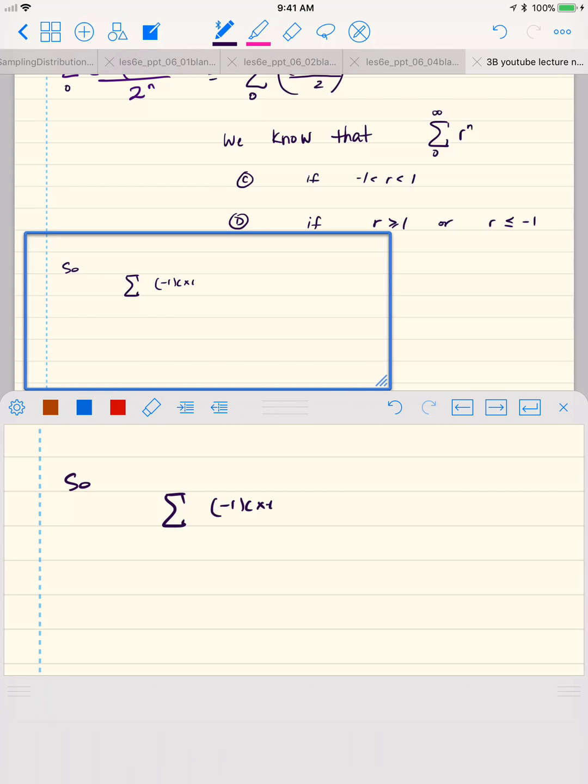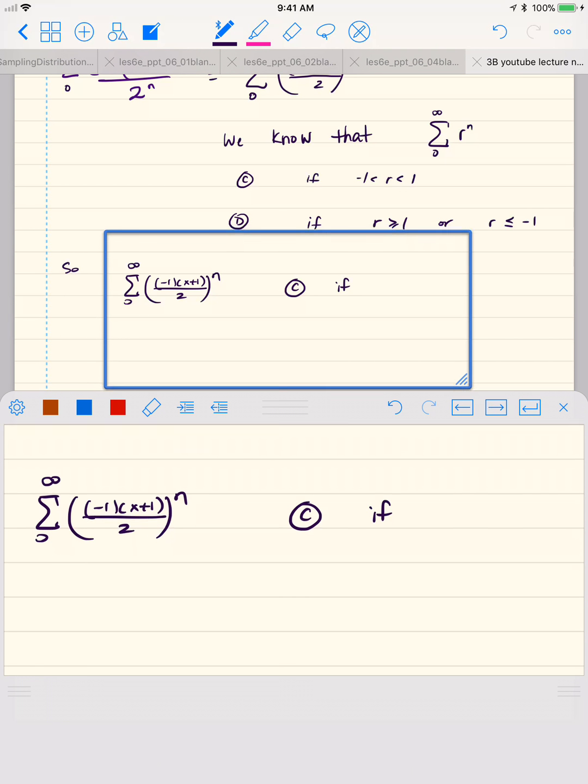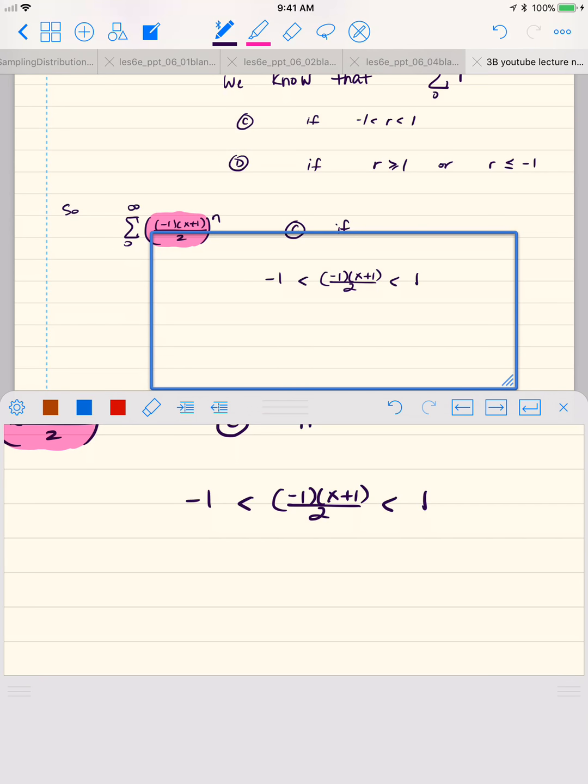-1 times (x plus 1) over 2 to the n is going to converge if this inside part here, because this is r, right? So it converges if (-1 times (x plus 1)) over 2 is in between 1 and -1. And so now we can unwrap this and solve this inequality.